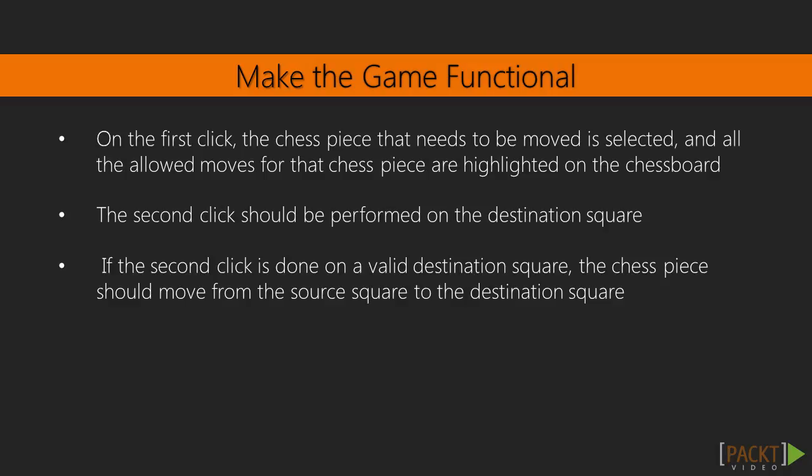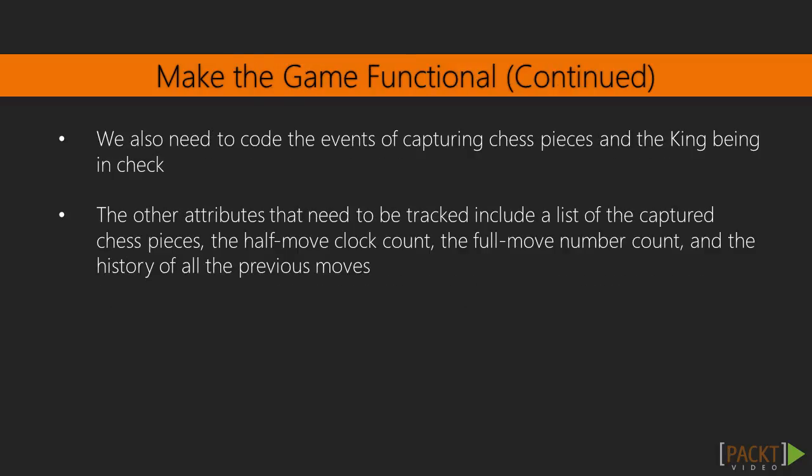to the destination square. We also need to code the events of capturing chess pieces and the king being in check. The other attributes that need to be tackled include a list of the captured chess pieces, the half-move clock count, the full move number count, and the history of all the previous moves.